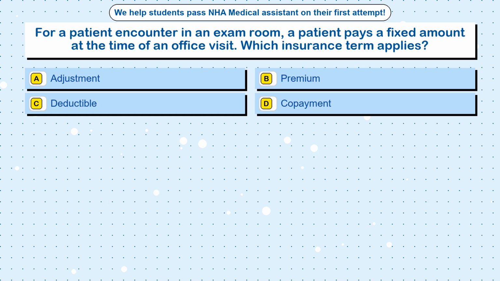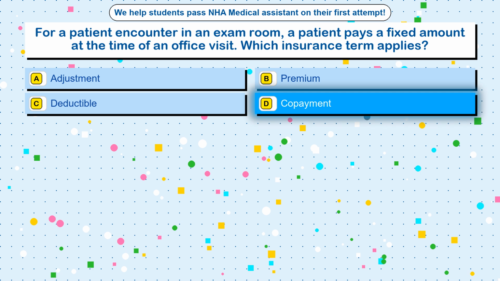Question 84. For a patient encounter in an exam room, a patient pays a fixed amount at the time of an office visit. Which insurance term applies? Option A, adjustment. Option B, premium. Option C, deductible. Option D, copayment. The correct answer is option D, copayment.